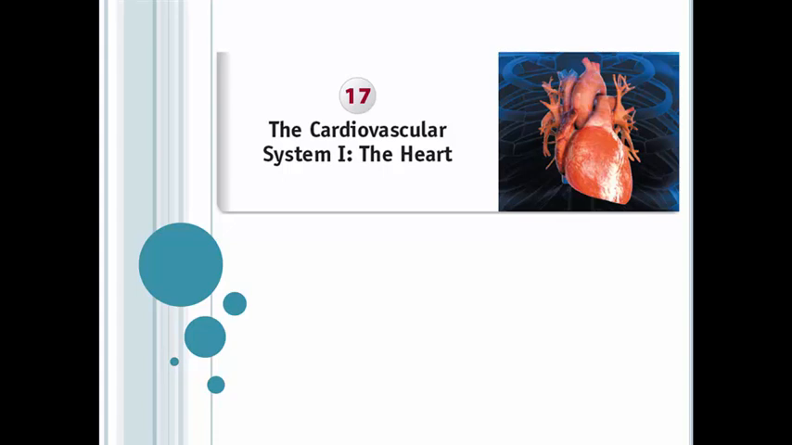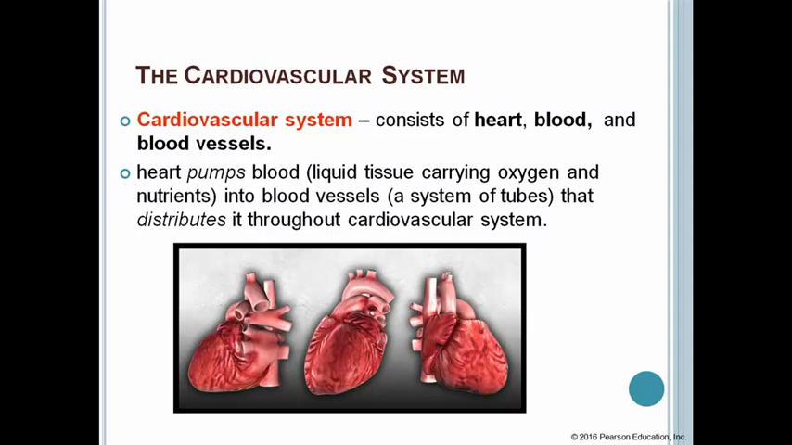In Chapter 17, we begin our study of the cardiovascular system. In Chapter 17, we're focusing just on the heart. Then we get into the next chapter, where we look at the blood vessels: arteries, veins, and capillaries. And then in the final chapter of the unit, we look at the blood, the components of blood, and also blood typing.